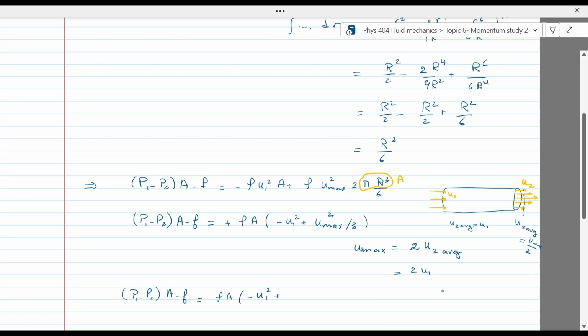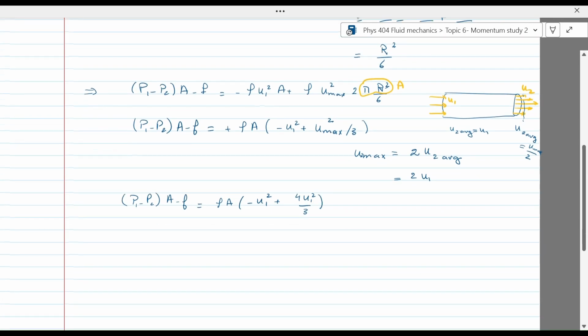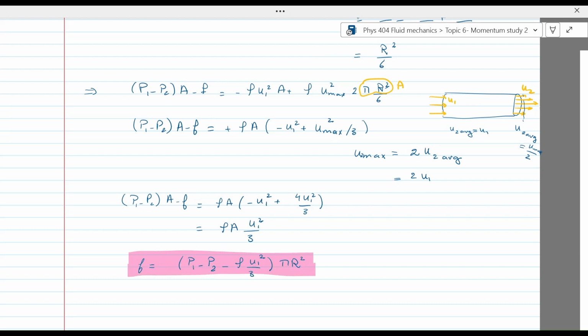So I'll substitute U maximum by 2U1. So I'll have 4U1 squared over 3. And this gives me rho A U1 squared over 3. And I can rearrange for the friction, which is what we want in this problem. I'll have P1 minus P2 minus rho U1 squared over 3 times the area. I'm given the area in terms of the radius, so it's better that I substitute things in terms of the radius as well. And this is basically my expression of the friction force that is exerted by the pipe on the flowing fluid inside of it.